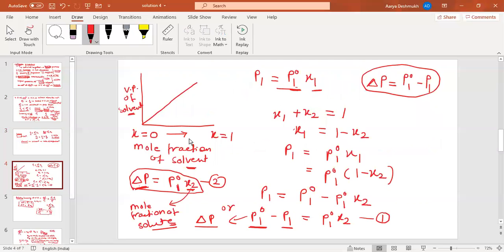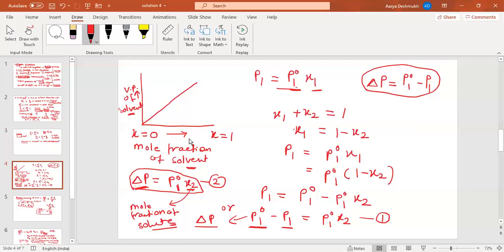If you look at the graph, this is the mole fraction of the solvent. At this end, the mole fraction of the solvent is 0 and it increases in this direction, and the vapor pressure of the solvent also increases in this direction. You will see a continuous increase from this end to this end. So this graph shows the variation of the vapor pressure of the solution with the mole fraction of the solvent.